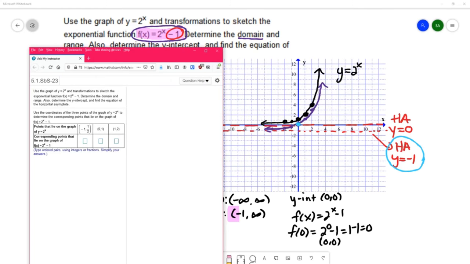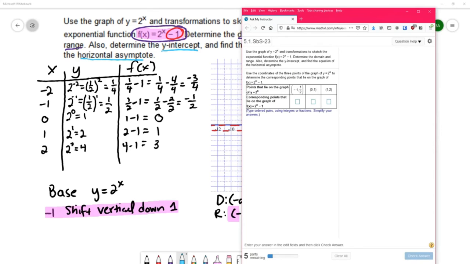So let me bring up the Mymathlab screen here. And we can see that the ordered pair negative 1 and 1/2 is the ordered pair on the base function. And that point got shifted down 1 and becomes the point negative 1 and negative 1/2. The ordered pair 0, 1 got shifted down 1 and became the ordered pair 0, 0. The ordered pair 1, 2 shifted down 1 and became the ordered pair 1, 1.